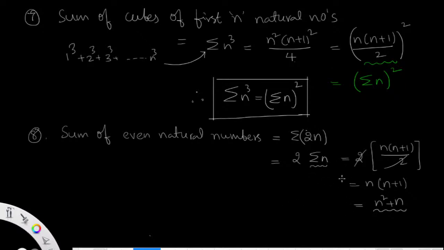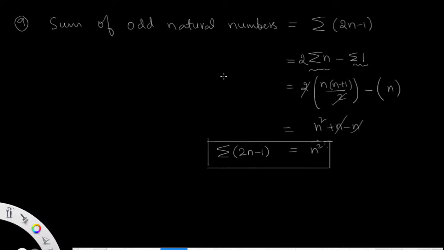So this is just a small proof. Sum of the cubes of the first n natural numbers, sigma n cube, is n square into n plus 1 whole square by 4, which we can write as n into n plus 1 by 2 whole square, which is sigma n whole square. So the form is sigma n cube equal to sigma n whole square. Sum of the even natural numbers, sigma of 2n, 2 into sigma n, is equal to n square plus n. Sum of the odd natural numbers is sigma of 2n minus 1, where 2 can be taken outside, sigma n minus sigma 1, which is equal to n square. These are the basic formulas.